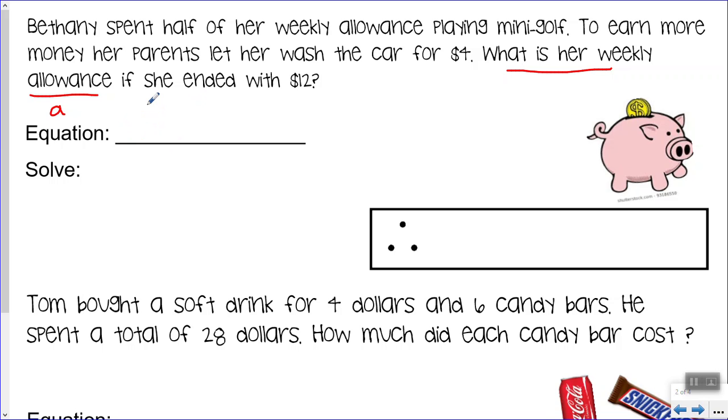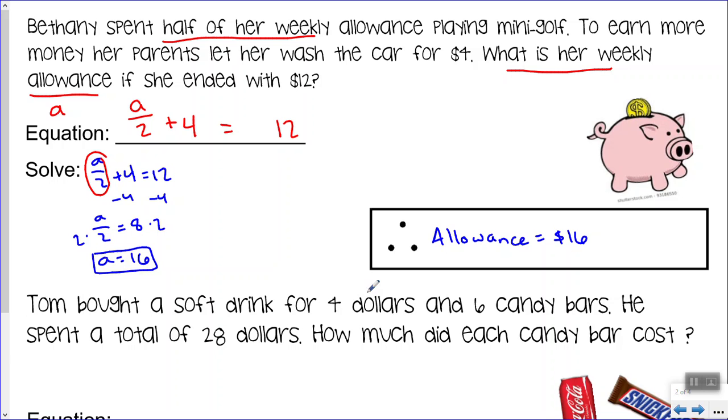So we're actually going to say, okay, we have half of our weekly allowance that we've spent on mini golf. We end up with $12 at the end. Okay? If we spend half of our allowance, that means that we have half of it left. And so we also get $4 for washing the car, and at the end we're left with $12. So if I spend half, that means I have half left, plus the $4 from washing the car, and I end up with $12. Now we're going to solve this equation for A. Go ahead and pause the video and see what you get for your solution.